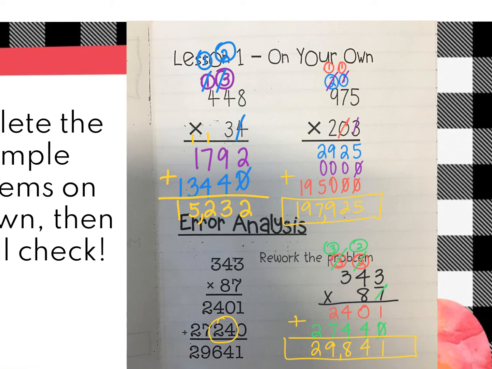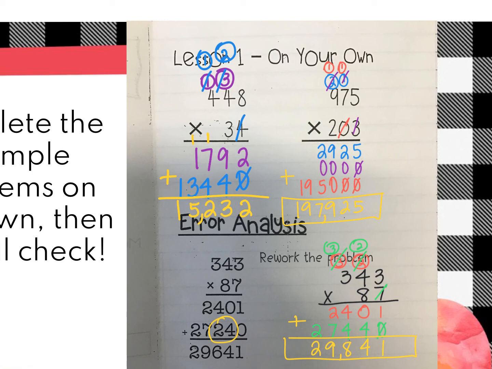9 plus 4 is 13, carry my 1 above the 7. 1 and 7 make 8, plus 4 is 12, carry the 1 above the 1. 1 and 1 makes 2, plus 3 is 5, and then just bring the 1 down. So 15,232.